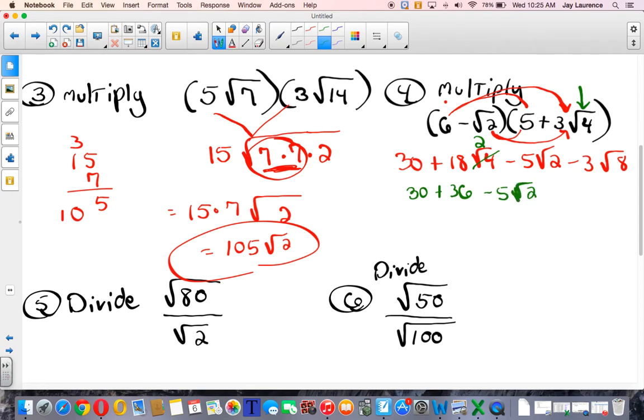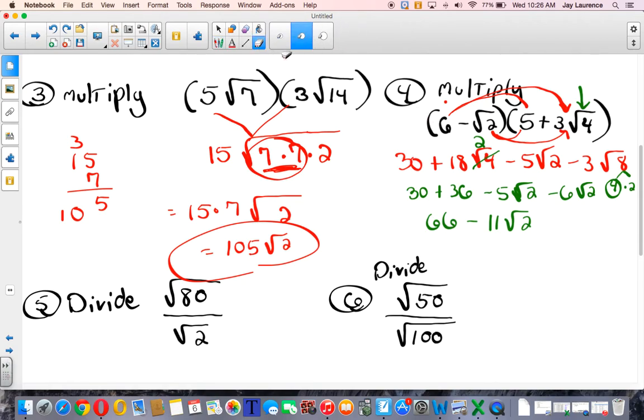But this simplifies. 8 is 4 times 2, and rad 4 is 2, so this is minus 6 rad 2. So I didn't really think I had a lot of like terms. All of a sudden I have a bunch of them. I have 66 here, and then I have minus 11 rad 2. I think this is the hard way to do it, but it can be done this way.